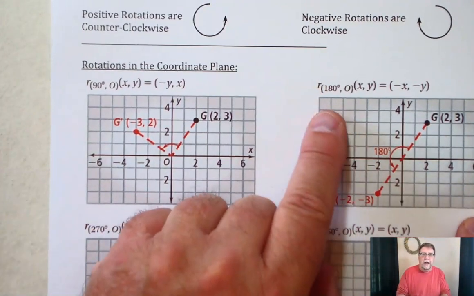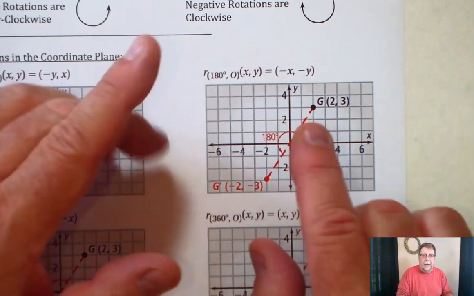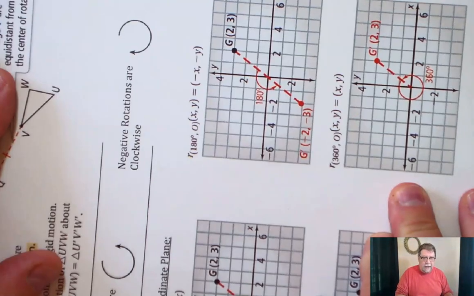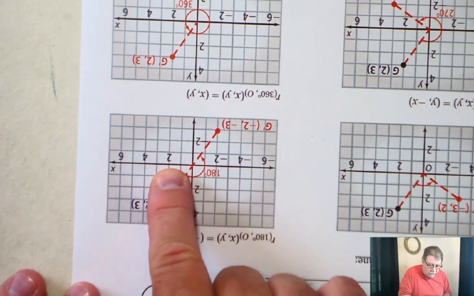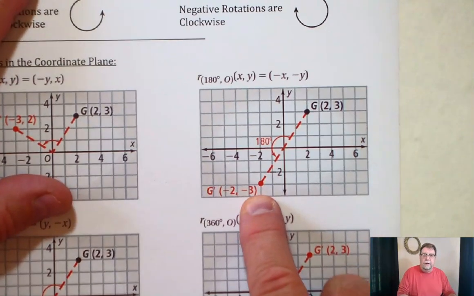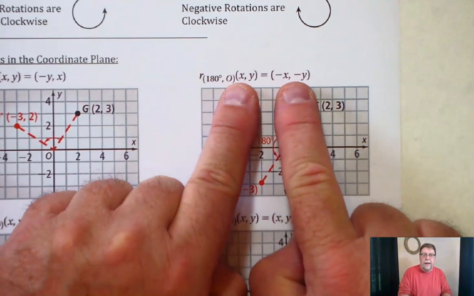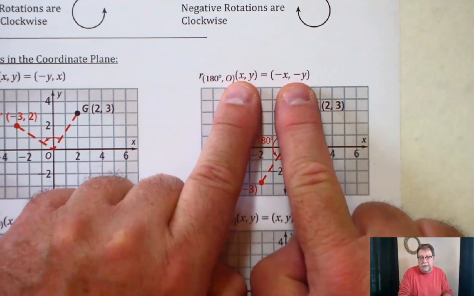A rotation of 180 degrees is simply turning it upside down. So here I would go bang 90 degrees, bang 180 degrees. This point is negative 2, negative 3. So if you look, negative 2, negative 3 is where I ended up, simply making the X and Y values negative. That's also a way to do the problem.